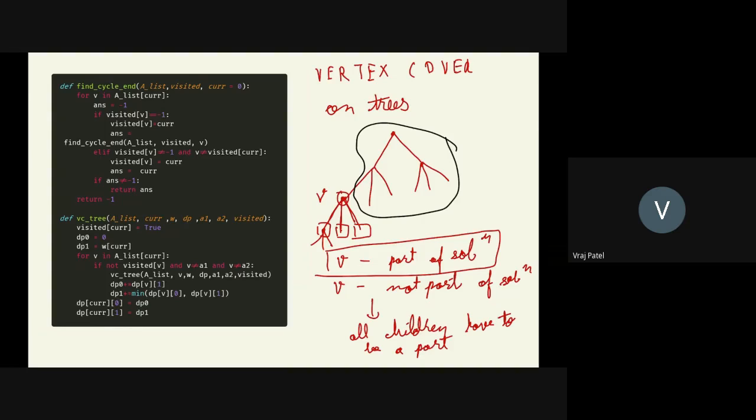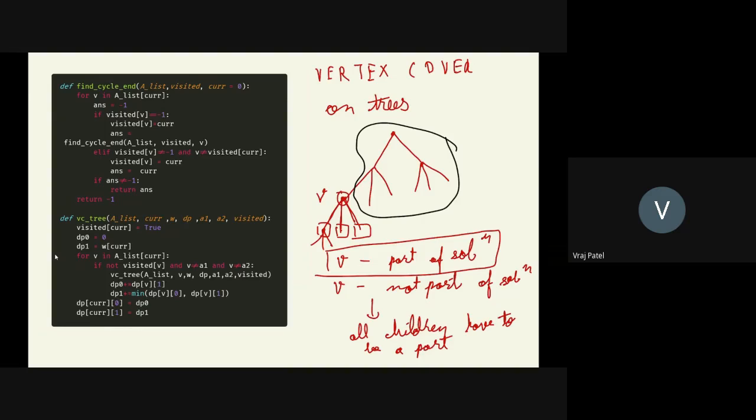Kishan? Okay, if V is part of the solution, then the children may or may not be part of the solution. So we can just find the smallest size vertex cover in each of these subtrees rooted at the children, and then just add V to the union of all of them. Yeah, so all of these vertices may or may not be a part of the solution, right?